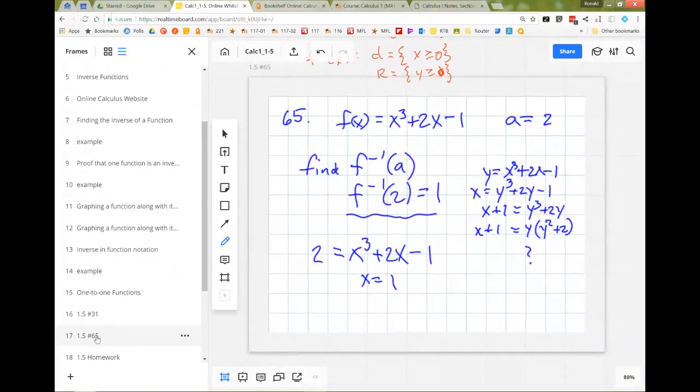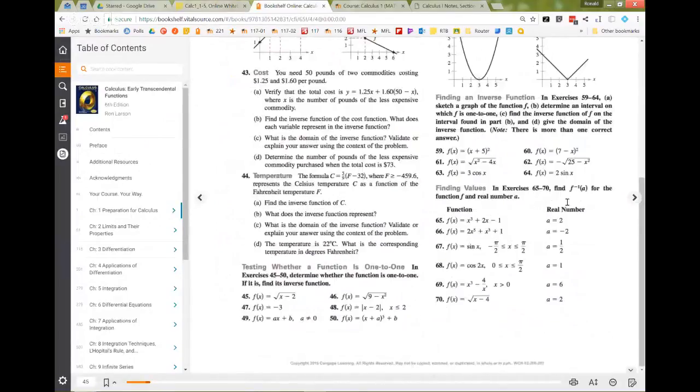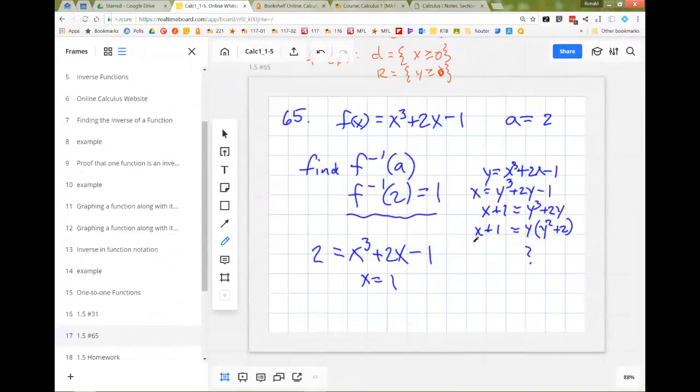Let's take a look at number 65. And the directions for 65, let's take a look at what those are. Okay, sorry, I can't make this any bigger. But for 65, it says, find f inverse of a for the function and the real number a. So for 65, we've got f of x equals x cubed plus 2x minus 1, and a is positive 2. So first of all, what's f inverse of a?